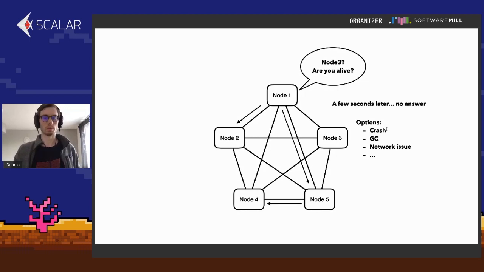don't know if the node crashed and that's why he didn't answer. Maybe he's having a very long GC pause. Or there could be a network issue, and he could be working completely well, but just on the other side of a network partition. So when a node is detected as unreachable in Akka, you don't know if the node is alive or not. You just know he's not there to answer your call.